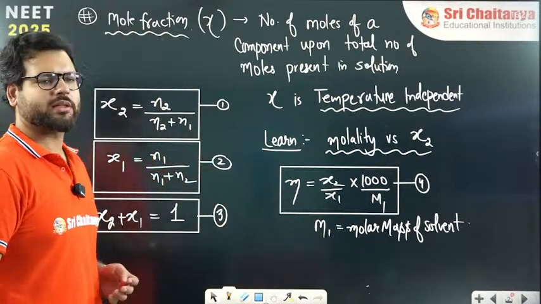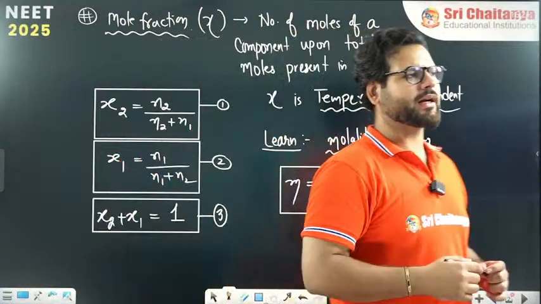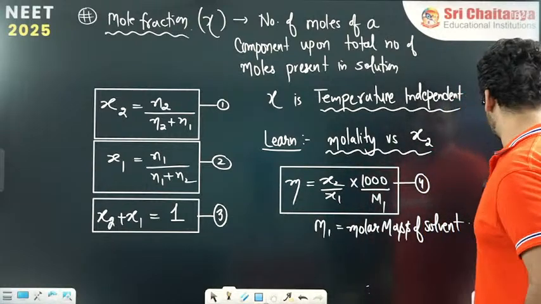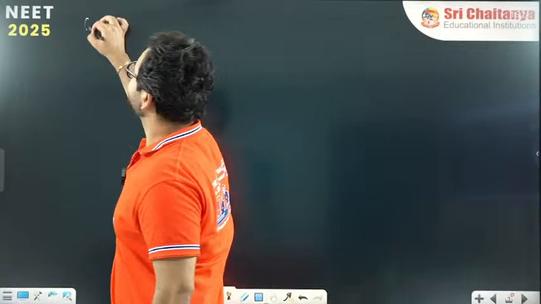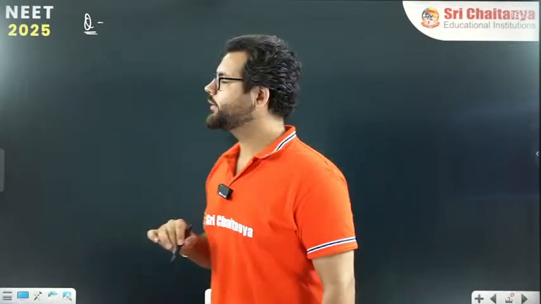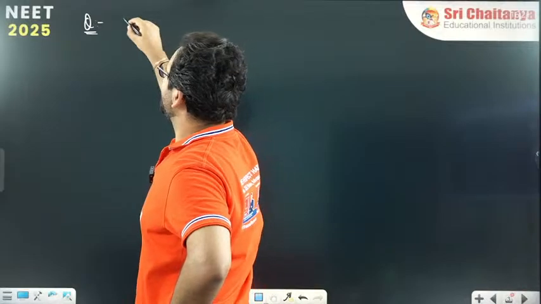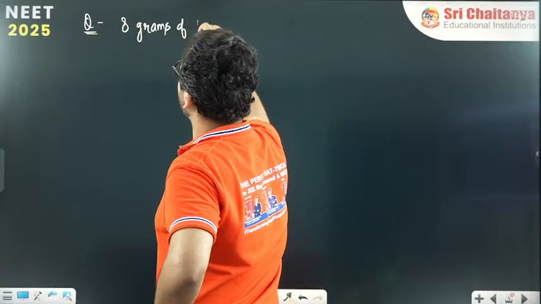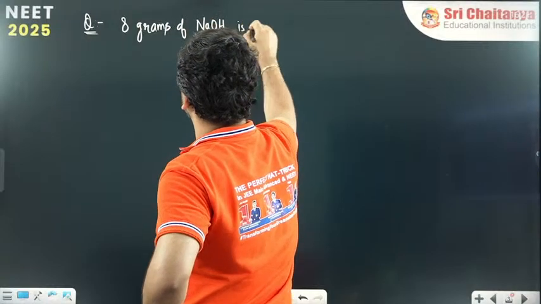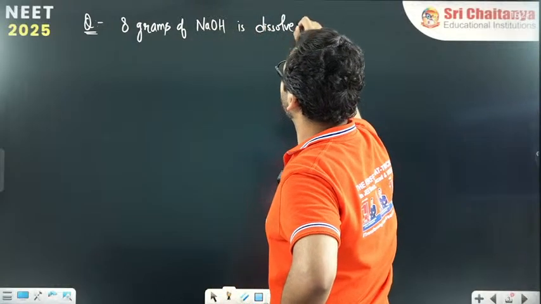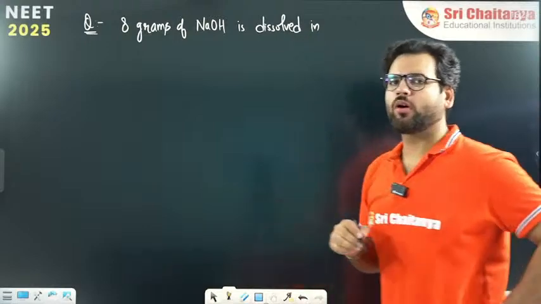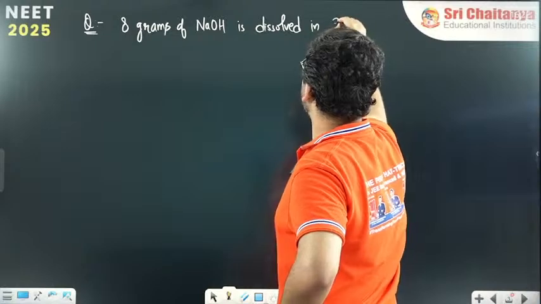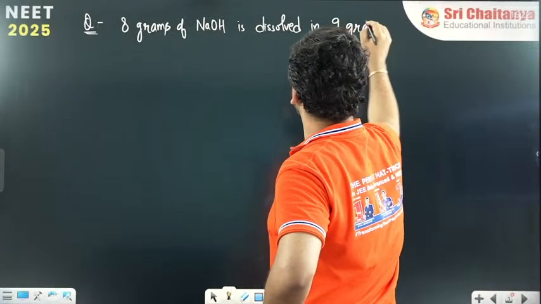So these are the formulas that you can remember. I've given you 4 formulas. Please learn them and then let us start with our question. Question number 1 goes like this. All of you need to answer it. Question is, 8 grams of NaOH is dissolved in 9 grams water.